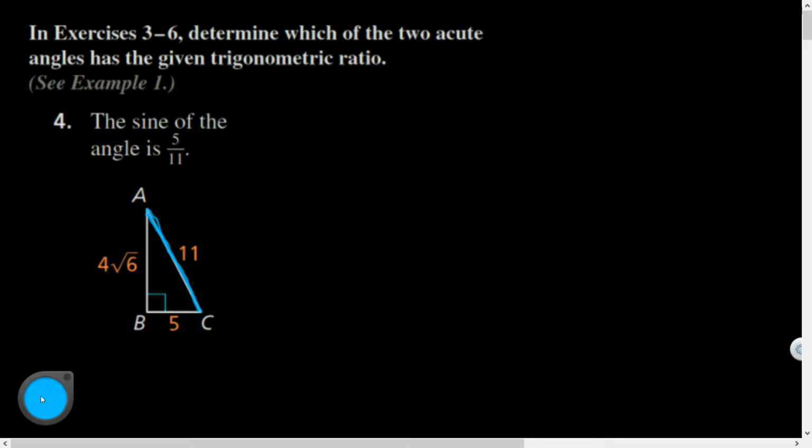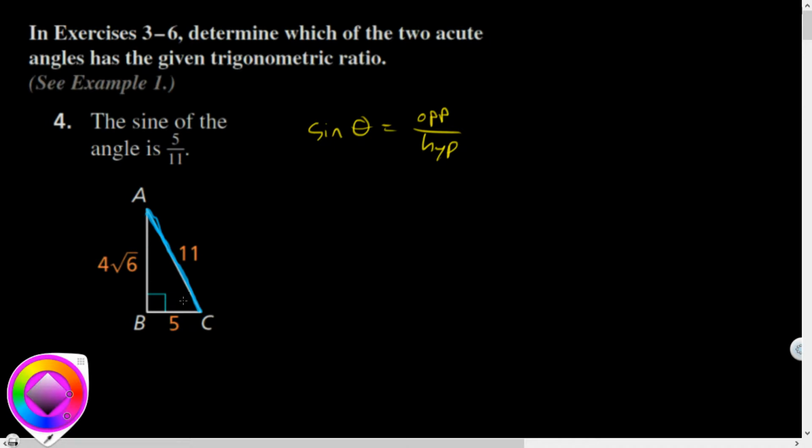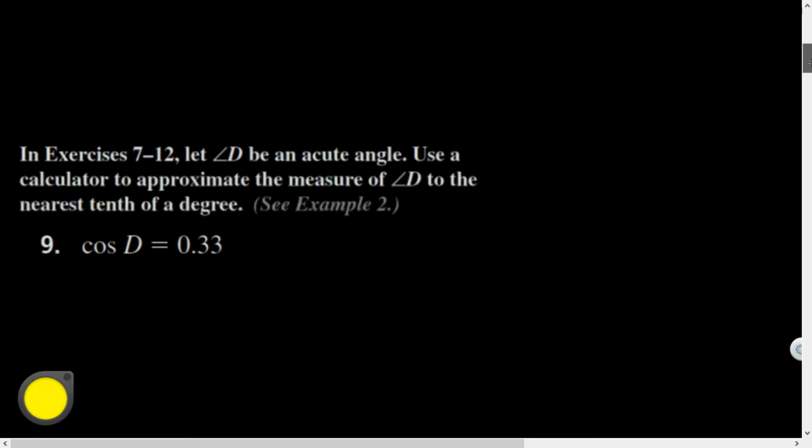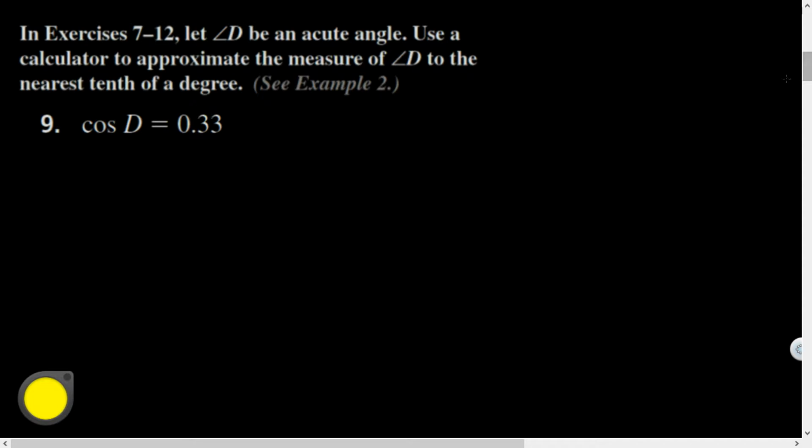Now, if we're talking about sine, you might remember that sine of some angle, I'll just say theta here, so I'm not determining whether it's A or C, is equal to the opposite over the hypotenuse. Opposite leg over the hypotenuse. So that means the 5 must have been the opposite, and which angle would have that as its opposite? It's A, the only one. So the answer is angle A. Hooray.